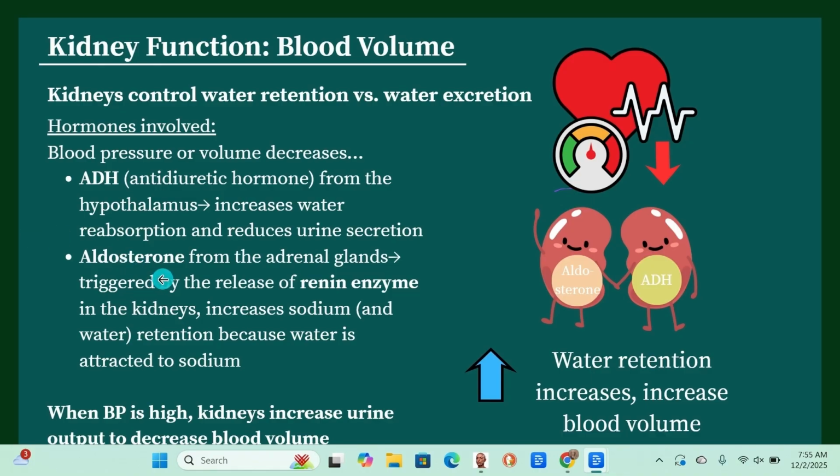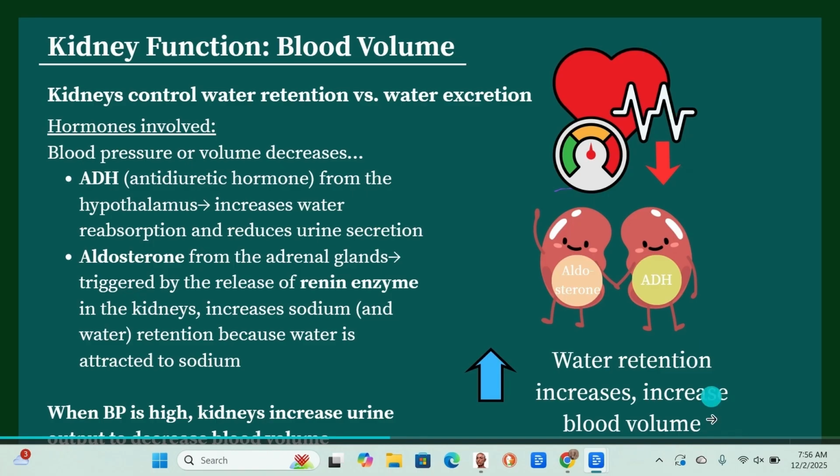Another thing that happens is aldosterone is triggered to release from the adrenal glands, and an enzyme in the kidneys called renin starts to be produced, which increases sodium retention. So it triggers the sodium to be retained, because water is attracted to sodium. So water will stay in the kidneys so that it can be reabsorbed into the bloodstream when the blood pressure or the blood volume gets too low.